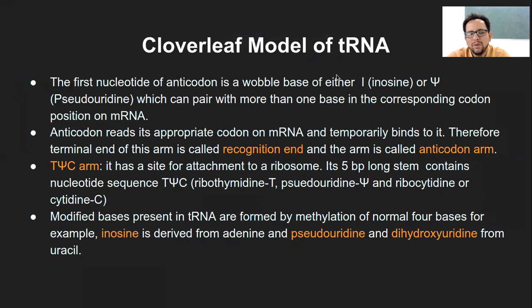It can also be inosine and pseudouridine, which can pair up with more than one base in the corresponding codon position on mRNA. So does it have to be inosine and pseudouridine, or can it be the normal base as well? It can be any of these. So it doesn't have to be a wobble base, but it can be a wobble base.